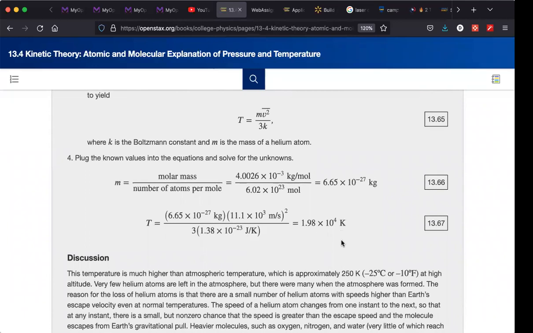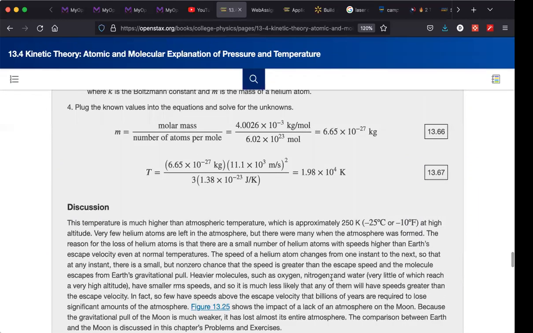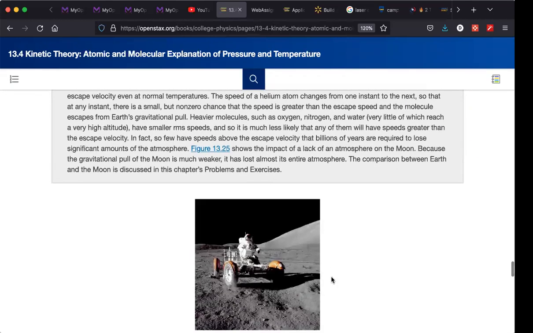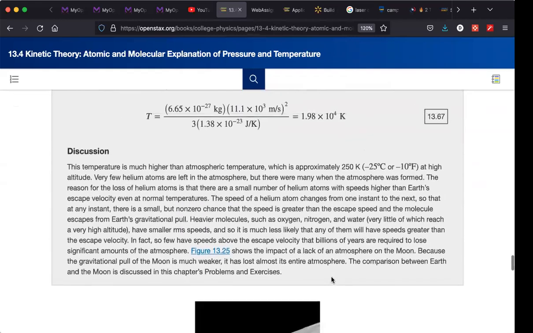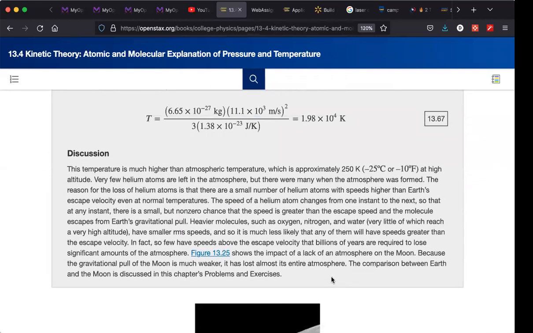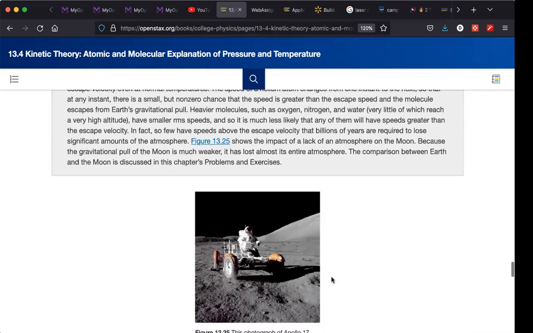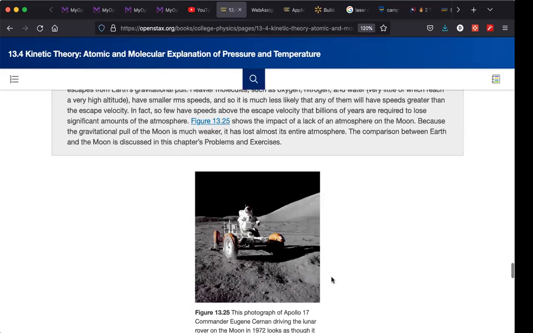And this is way higher than helium gets in our atmosphere, way higher than anything gets in our atmosphere. That's very hot. But when the Earth was young, the temperature of the atmosphere was hotter, and so helium actually left much more easily. So it's very difficult to find helium in our atmosphere. There's helium on Earth, but not in our atmosphere.